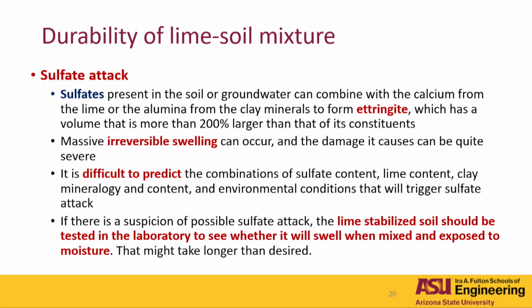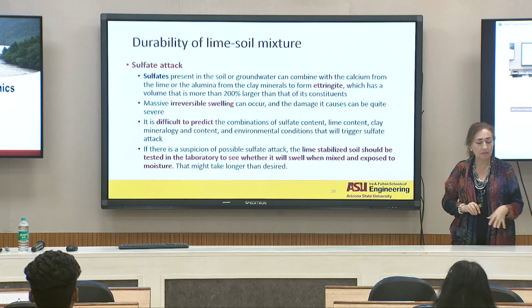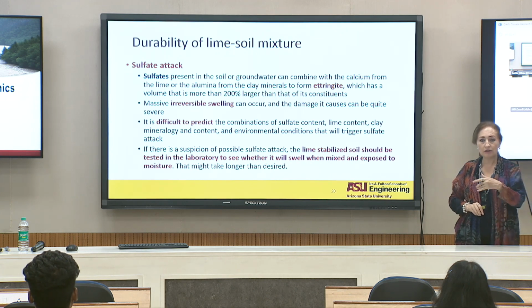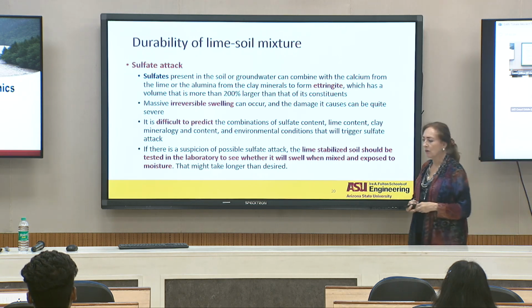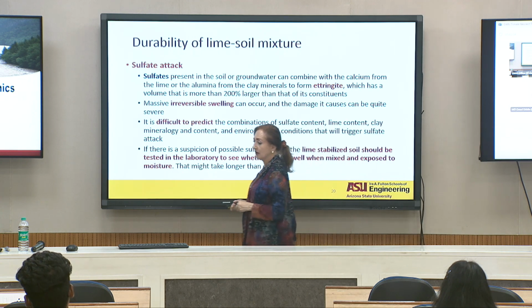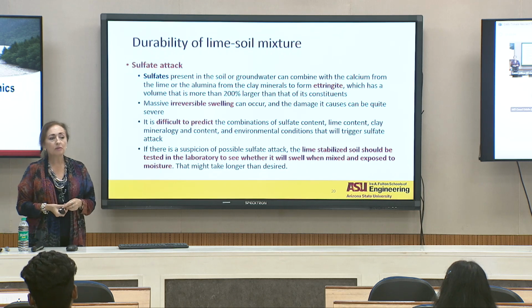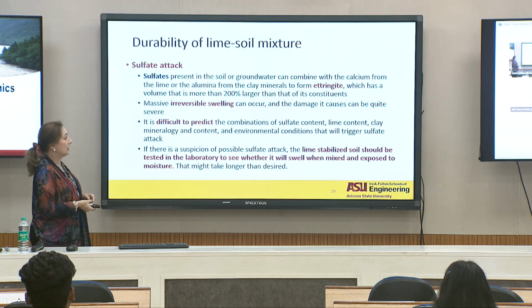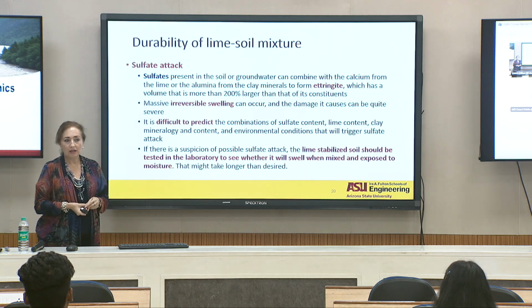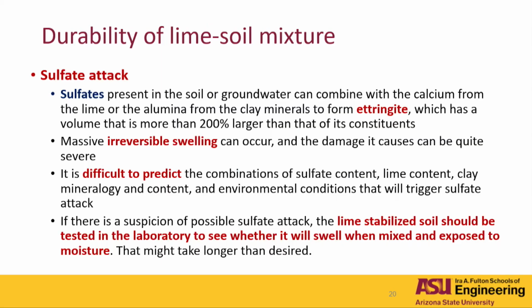You have sulfates that are present in the soil water, all right? Some soils do. Some agricultural soils, for example, have a lot of sulfates because they were used for the plants, and now these areas have gone into urban development, and there were a lot of sulfates left behind in the groundwater and the soil water around. When they combine with the calcium that you're putting there from the lime or the aluminum from the clay minerals, they will form ettringite. Okay, and actually vermiculite is the other one.